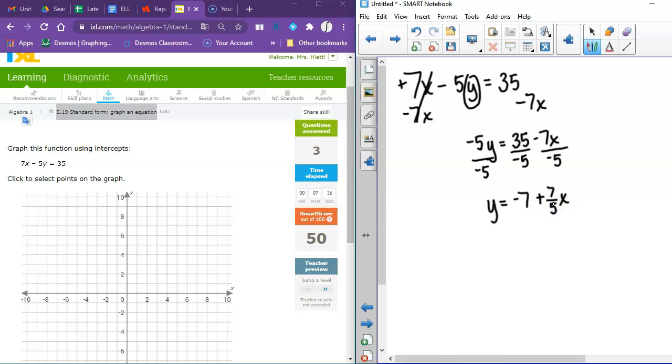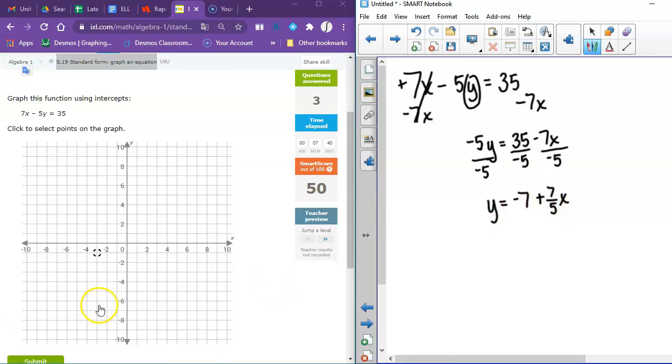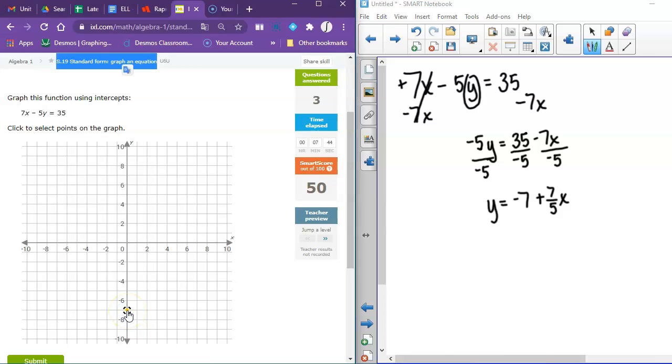So we can see here we've got a y-intercept at negative 7. We've got a slope of 7 over 5. So we'll go to negative 7 on our y-axis, and we'll put a dot, and then we need to go up 7 and to the right 5. And that will give us our graph here.